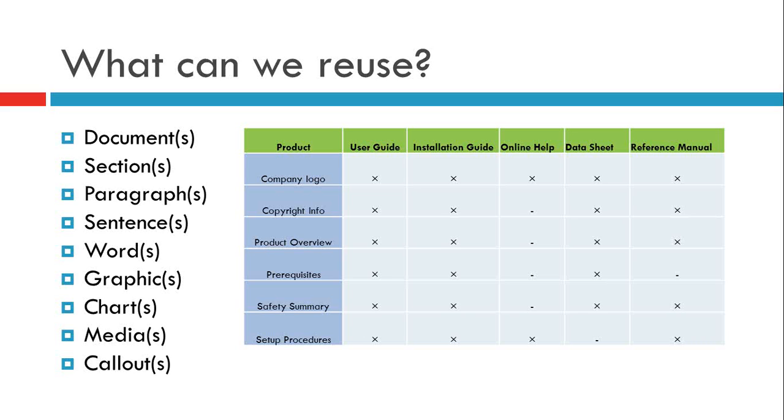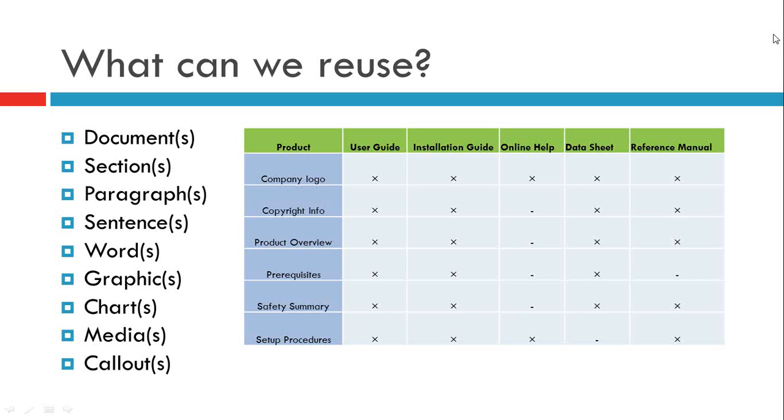So if you see this table, I have prepared this table in which we have various products in which the content is reused across the various deliverables. In this, I have given an example that the company logo can be reused across all the deliverables, then copyright information, and then we have the product overview, prerequisites, safety summary, and setup procedures.